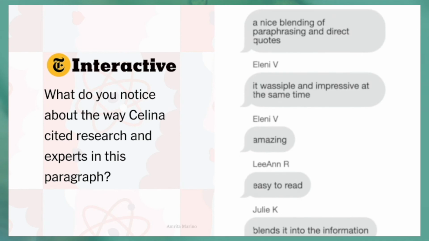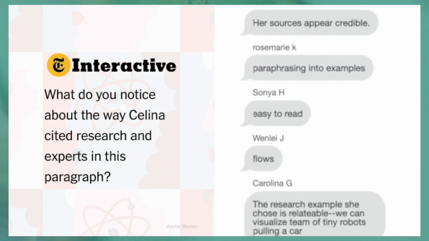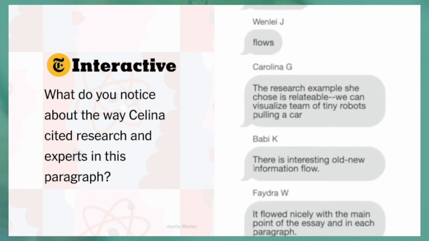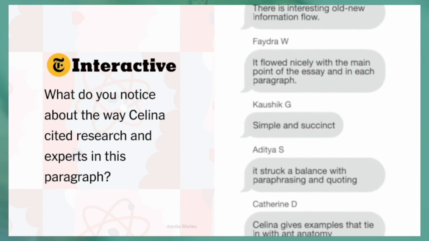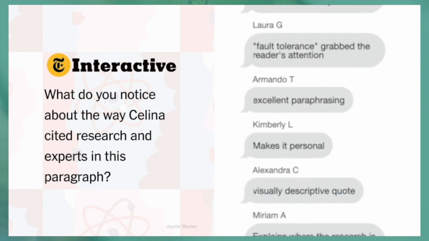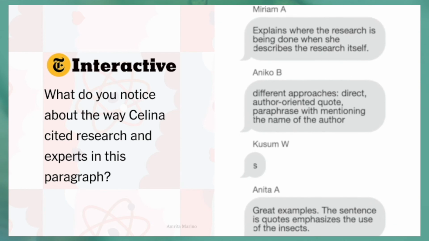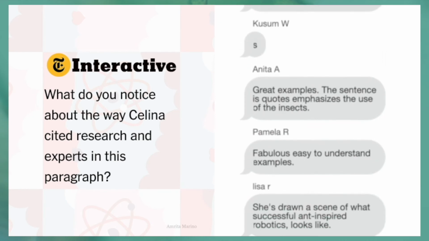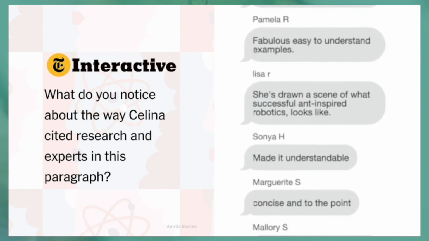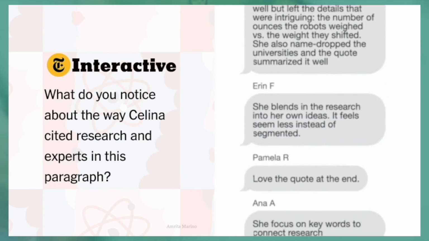So I'm seeing a lot of different things people are bringing up in this. People are saying she paraphrases some of the research that she did. She uses that nice quote at the end from the lead researcher, Jamie Pollock. You can tell she understands the topic. She gives really specific examples to back up her original claim about ant-inspired microrobotics. And she's blending the research into her own ideas.